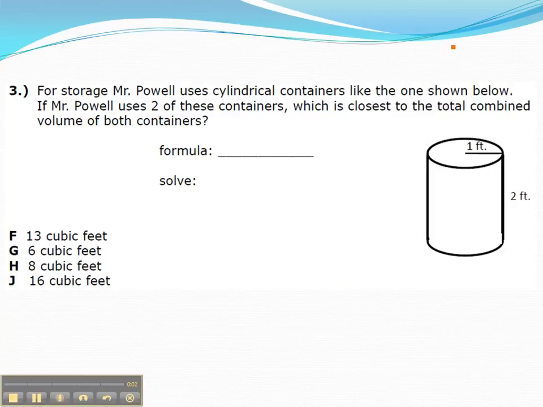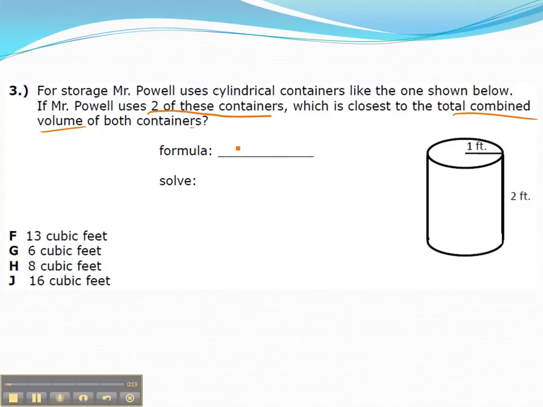Okay, problem 3 on the review. For storage, Mr. Powell uses cylindrical containers like the one shown below. If Mr. Powell uses 2 of these containers, let's underline that so we don't forget that part of the problem. Which is the closest to the total combined volume of both containers?